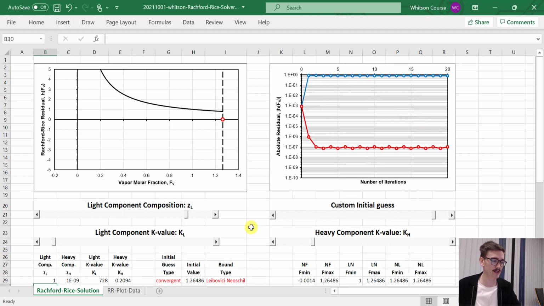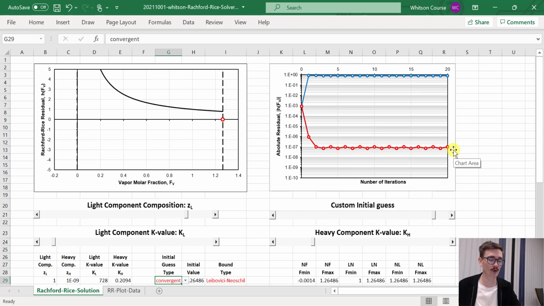So what I've done here is that I've set the composition to be 1 minus 10 to the minus 9 for the light component. And I've made sure that the initial guess is convergent, meaning that I'm to the right of this Leibovici-Neoschil bound. So if we didn't have any roundoff error, we would always converge to the correct solution. However, if you look on the plot to the right here, you see that it starts converging towards the solution, but then around 10 to the minus 7th, it starts jumping back and forth. This is the issue of roundoff error.